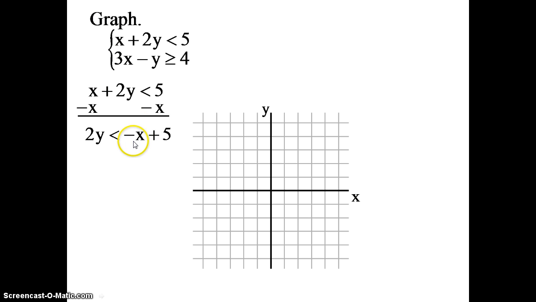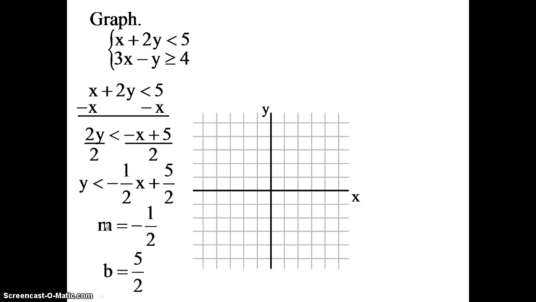2y is less than -x plus 5, and now we're going to divide every term by 2. And so this simplifies to y is less than -1/2 x, because we have a -1 in front of x, and then we're going to leave 5 over 2 as 5 divided by 2. Feel free to write it as a decimal if you so wish. And now I know my slope and my y-intercept. So we're going to begin at 5/2, which is actually 2 1/2.